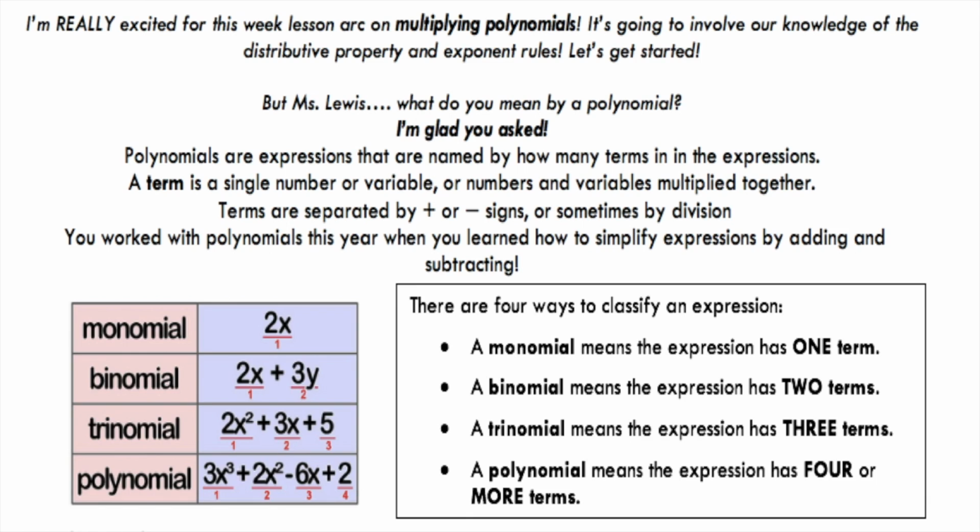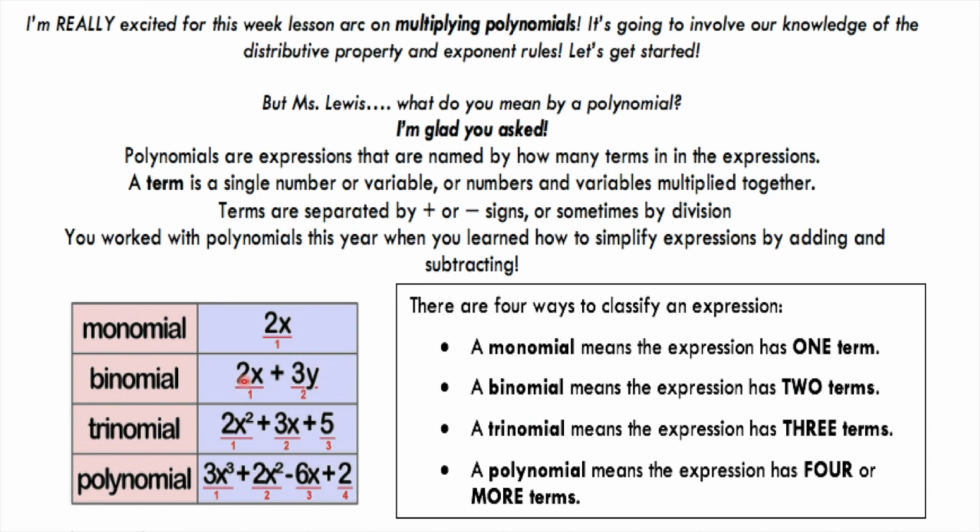And so there are 4 ways to classify an expression. A monomial means there's only one term. So we see here my monomial is 2x. I could also have another variable attached to this and it would still be considered a monomial because there's no addition or subtraction signs. A binomial means there's 2 terms.